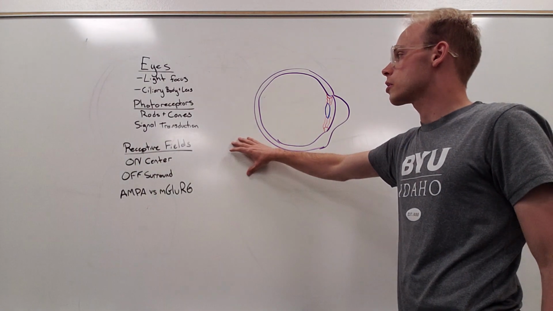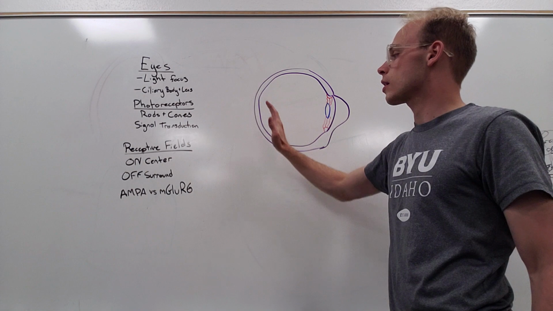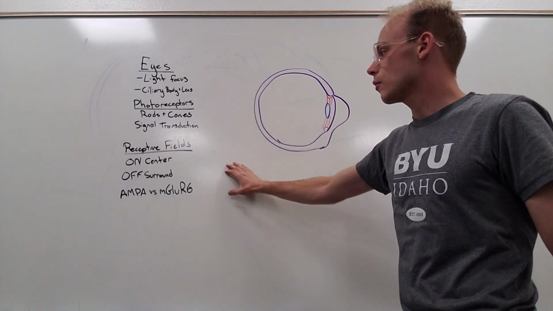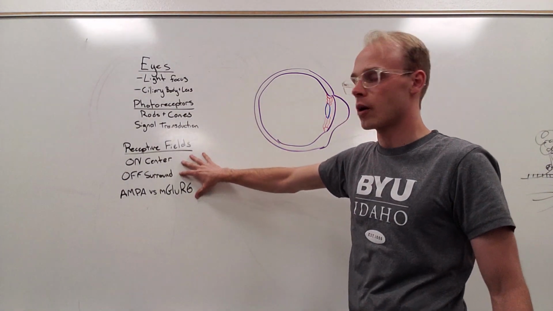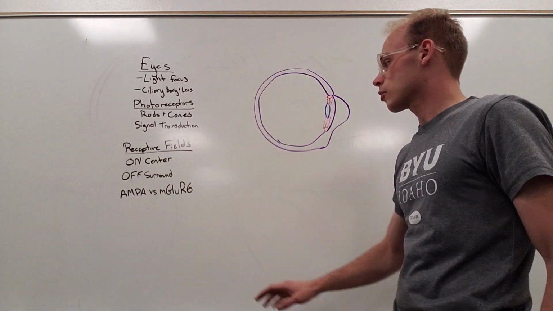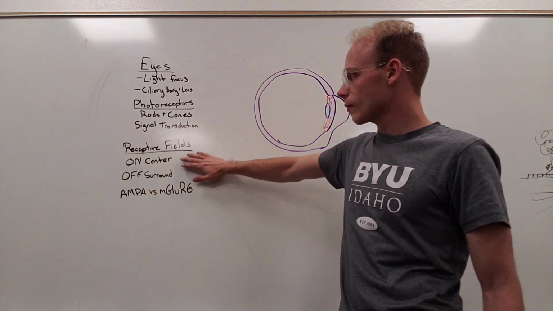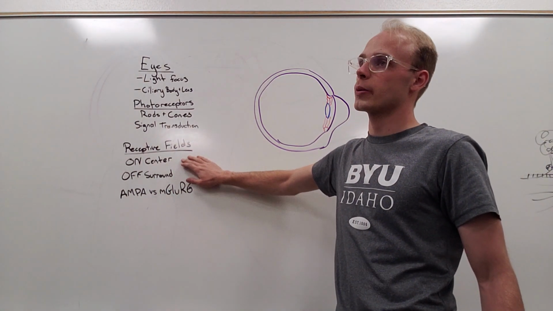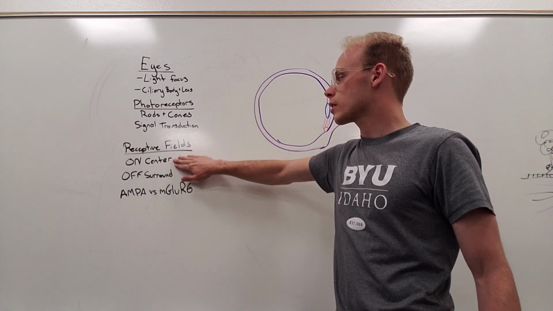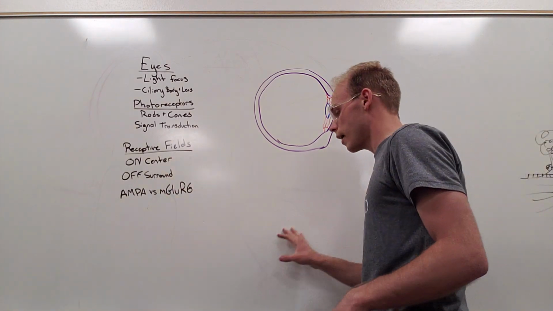We're going to talk about signal transduction, so how they turn photon impulses into action potentials to our brain. And then we'll talk about receptive fields, which are really helpful for how your body recognizes edges. We'll talk about AMPA receptors versus mGlu-R6 receptors. Off-center, on-center could also be an off-center, and then whatever the center is, the surround is the opposite, but we'll get there. This is a brief drawing of an eye.